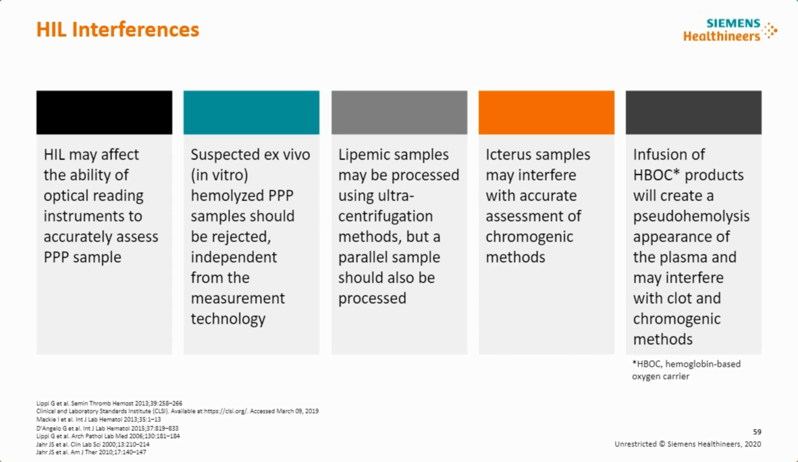Lipemic and icteric samples may interfere. If the sample contains, let's say, a different kind of quote unquote fake blood, these hemoglobin-based oxygen carriers could result in pseudohemolysis. So again, they could interfere with some of our clot-based and chromogenic methods.